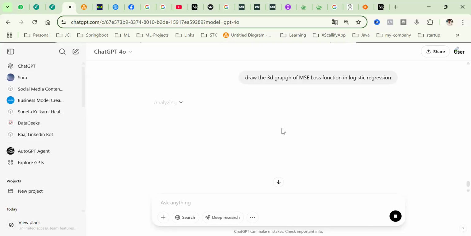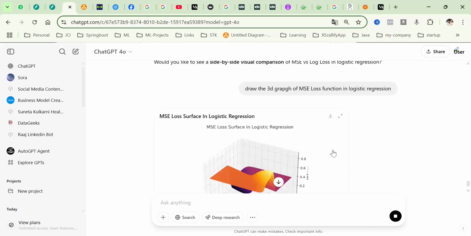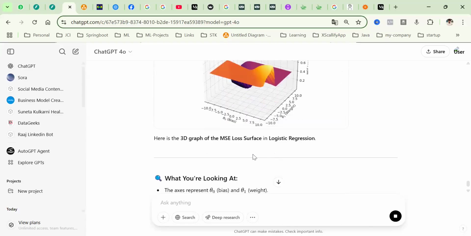Mathematically, you can draw the graph. Otherwise, you can take help of ChatGPT. It will draw a graph for you. The drawing facility is available on the free version. It will use NumPy and PyPlot internally. So this is the graph, okay?